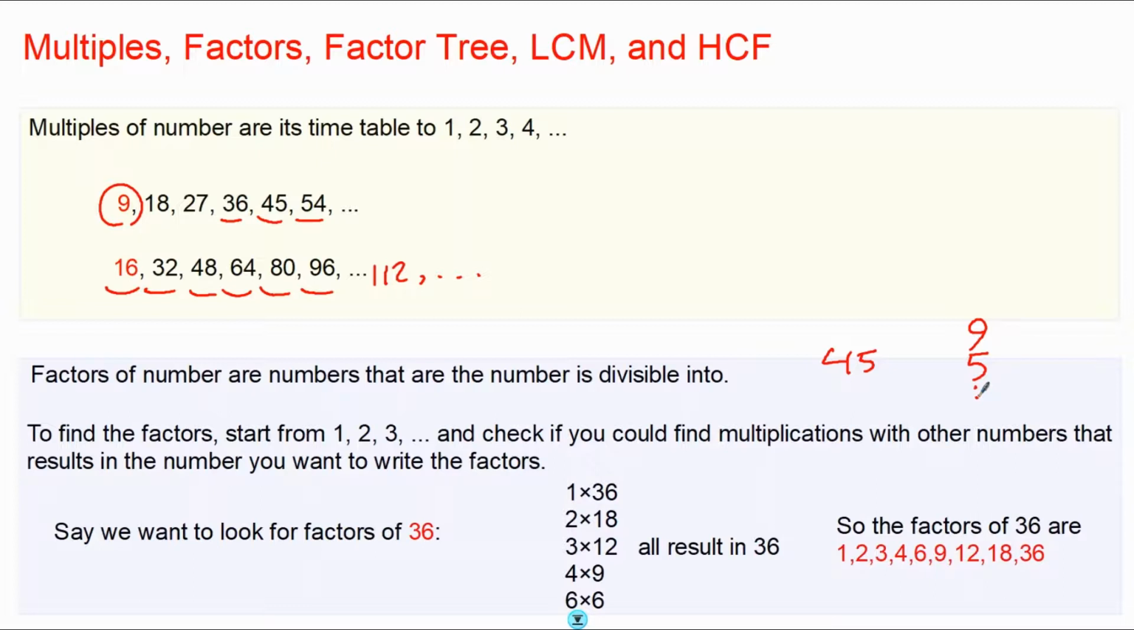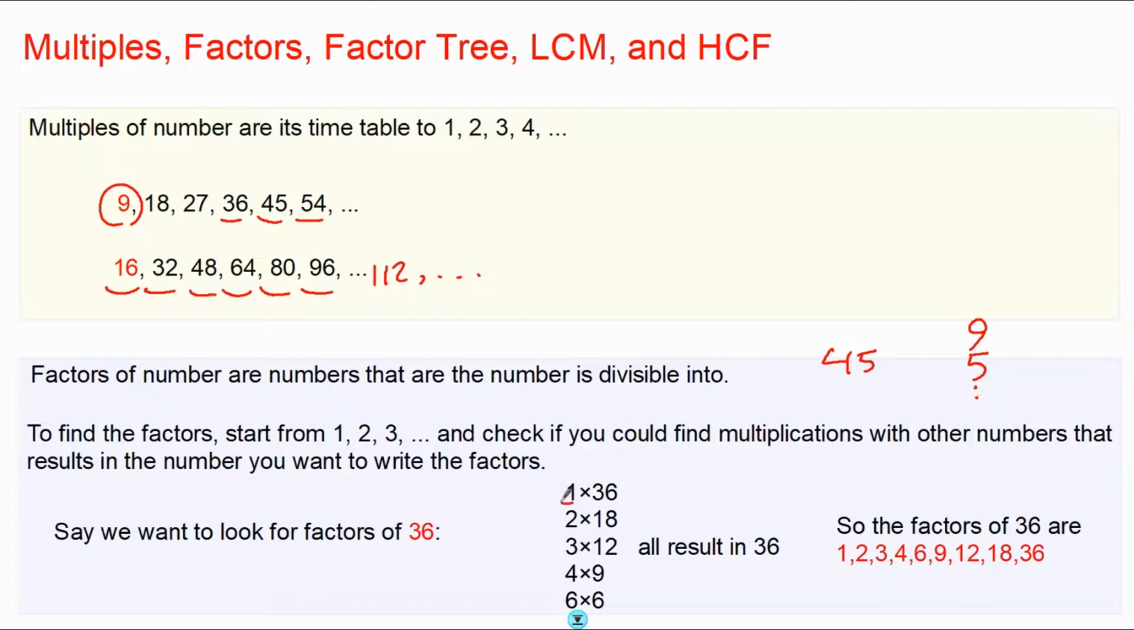But how can we find the total factors of a number rather than trying to guess like this? We want to find out the total factors of a number. A method that I've put in here, I will show it in the example, when we look at finding factors of 36. So we start again from 1, 2, 3, 4, 5, 6, 7, and try to see which numbers we can multiply together to result in the 36 that we have.